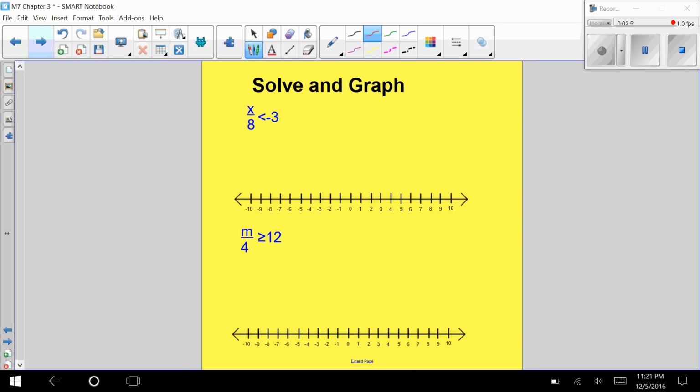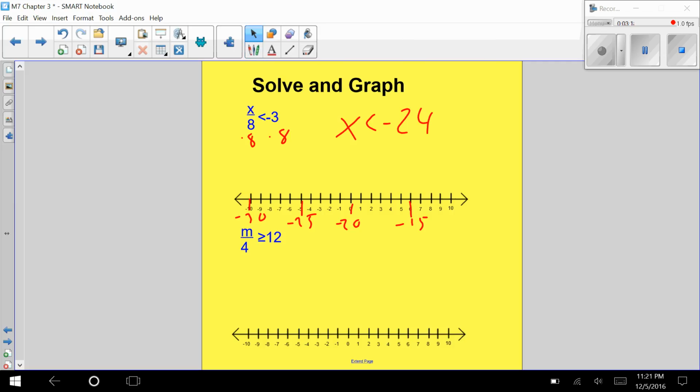Now we're going to solve and graph these two. x divided by 8 is less than negative 3. To get rid of divided, I multiply both sides by 8. So I get x is less than negative 24. Let's call this negative 20, negative 25, and negative 30, negative 15, and negative 10. So at negative 24, I make an open circle, and my arrow goes to the left.